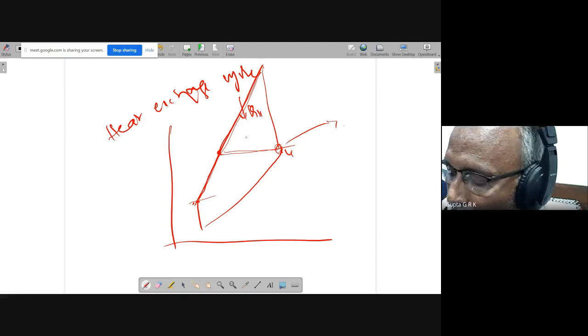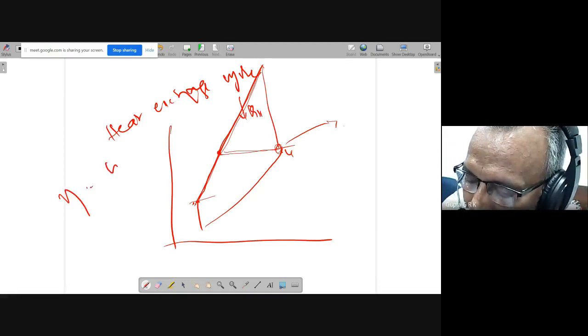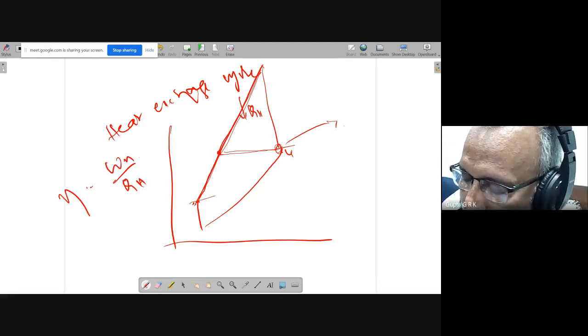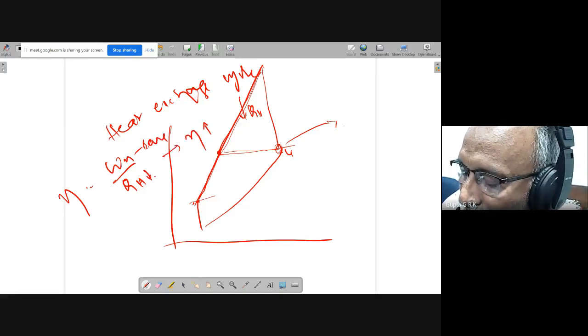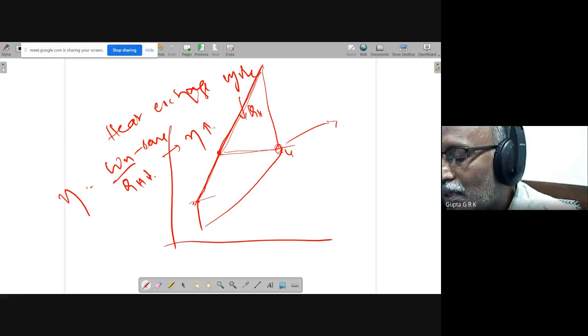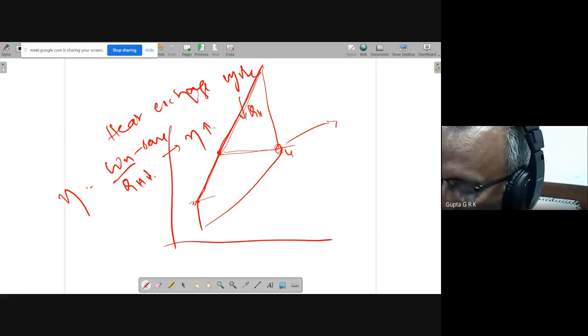Output is the same, QH is reduced, and eta is equal to Wn by QH. This is the same and this is decreased, and so the efficiency increases. So in that way, we can have this.